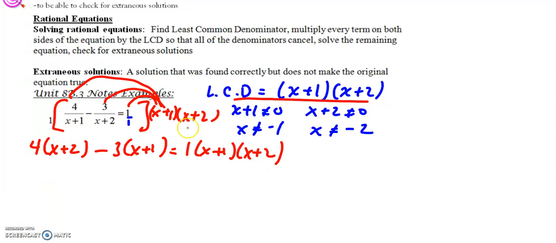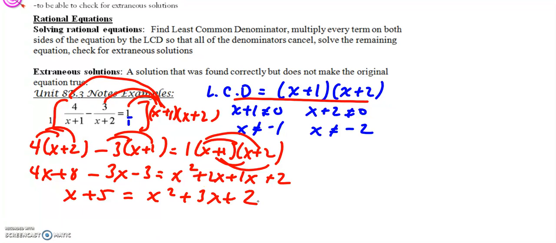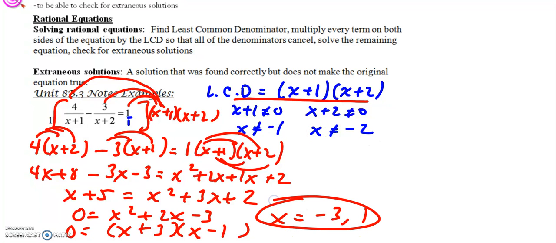Now that we have this equation, because all the parts we needed crossed out, we could distribute. So you'd have 4x plus 8 minus, and make sure to distribute the negative to both, 3x minus 3 equals this lovely thing. Now the 1 technically isn't there, so we're going to have to FOIL these two parentheses. Get x squared plus 2x plus 1x plus 2. If we simplify both sides, we would get x plus 5 on this side equals x squared plus 3x plus 2 on this side. If we get one side equals 0, we'd have x squared plus 2x minus 3 equals 0. If I factored this, we'd have x plus 3, x minus 1. So my two answers are -3 and +1. And if I check that against the two original things I cannot have as answers, neither of them apply here. So my answers are -3 and +1.